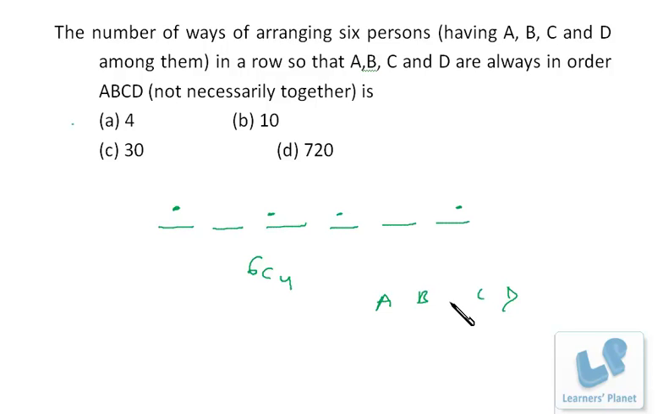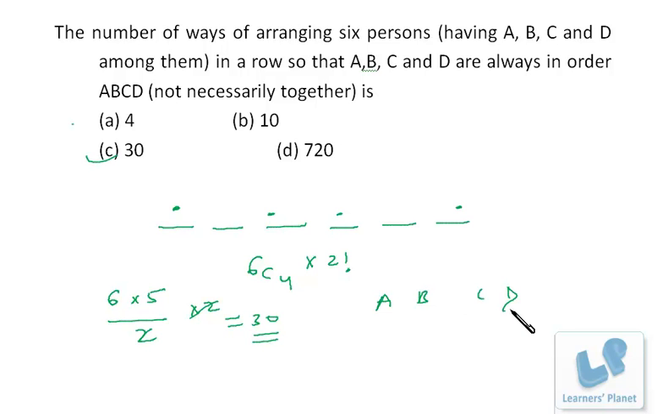Now we are left with the 2 places and 2 people. So 2 places, 2 people, they can sit in 2 factorial ways, right? So simply this is 6C4 into 2 factorial. Let's calculate that. 6C4 is what? 6C2. So 6C2 is 6 into 5 by 2 into 2. So it is 30 ways, right? As simple as that.